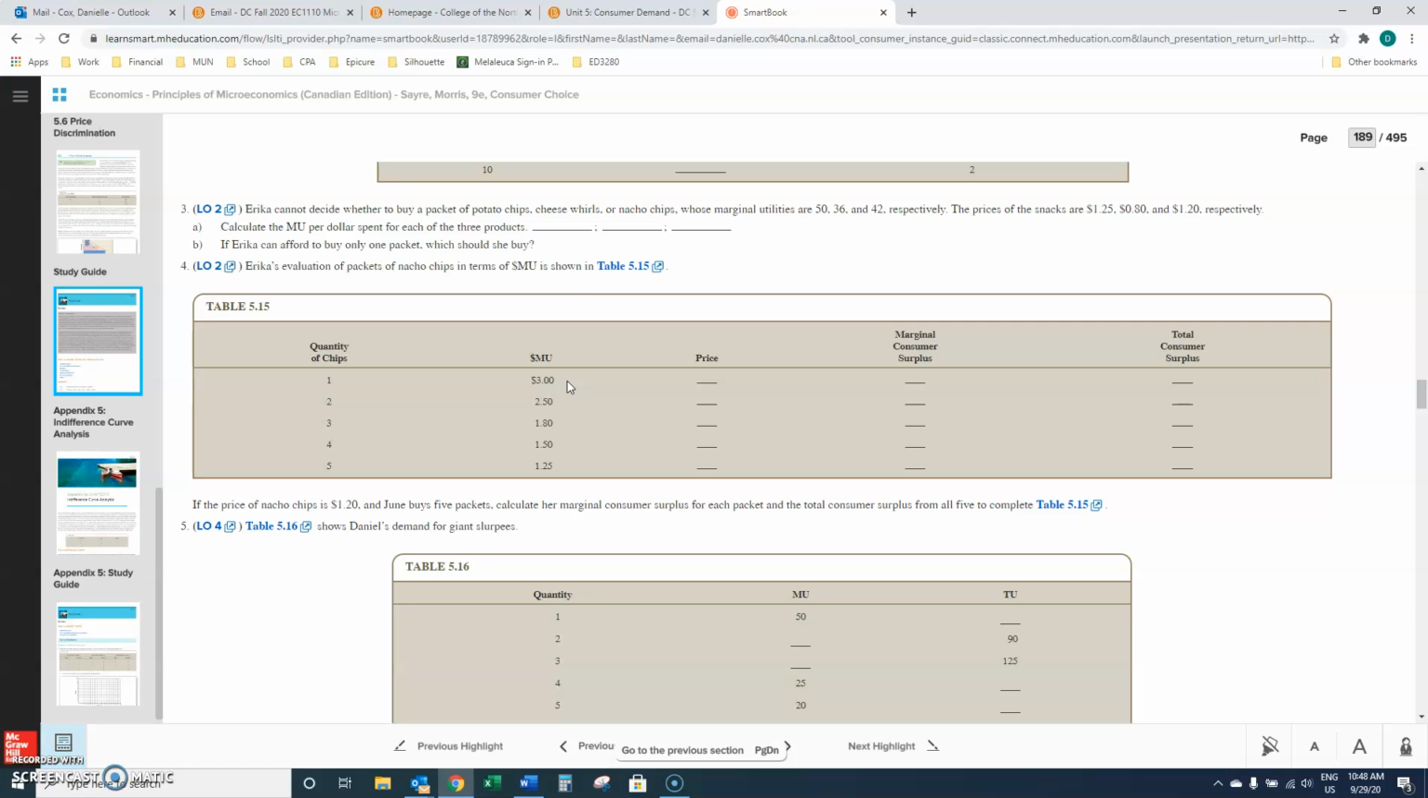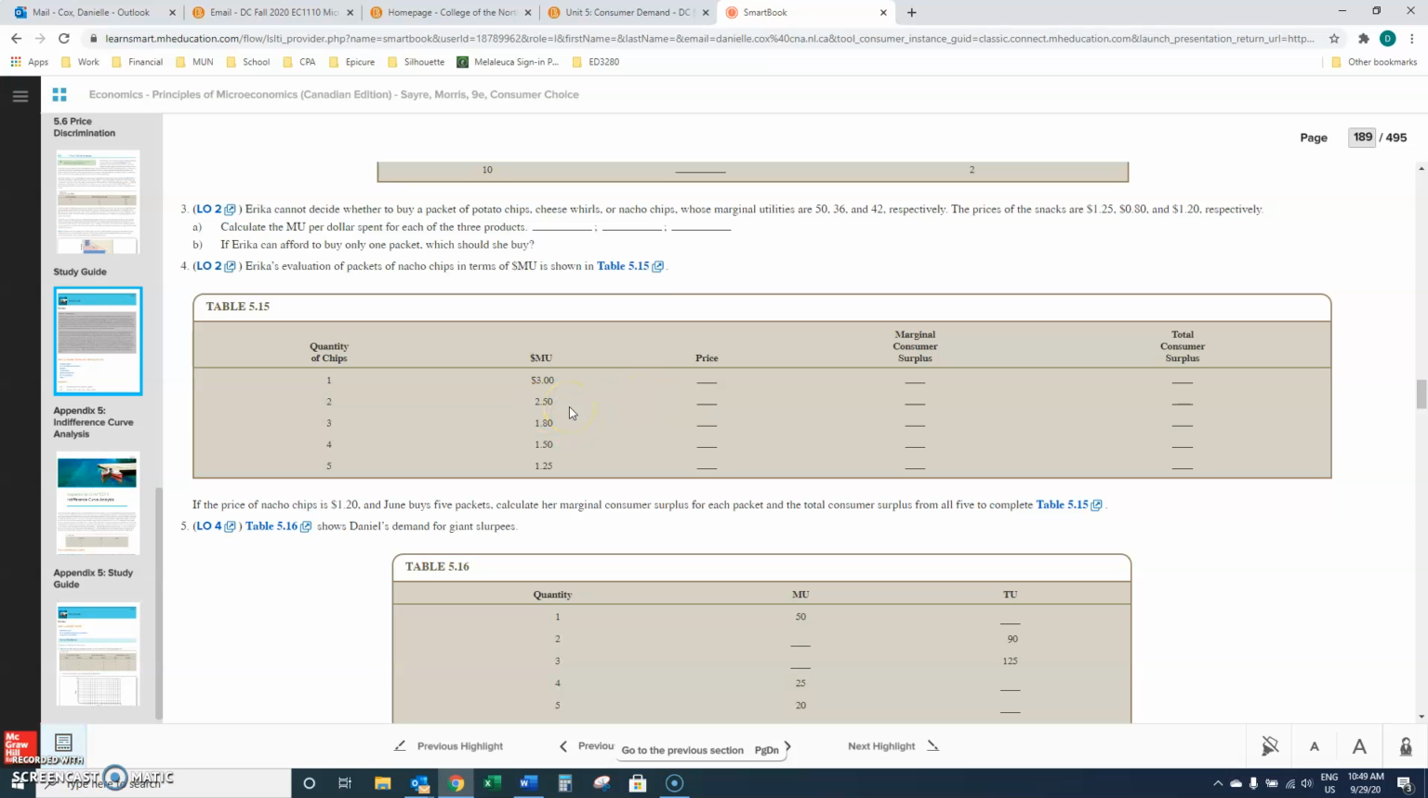To get their first bag, they would have paid $3. But the price of the chips is $1.20. So the difference between what they were willing to pay, the $3, less what the actual price is, the $1.20, is $1.80. That's their marginal surplus. The total then, for the first one, is just equal to the marginal. Then for the second bag, the marginal utility is $2.50. The price is going to stay at $1.20 all the time.